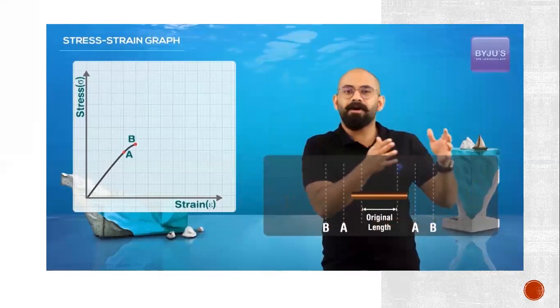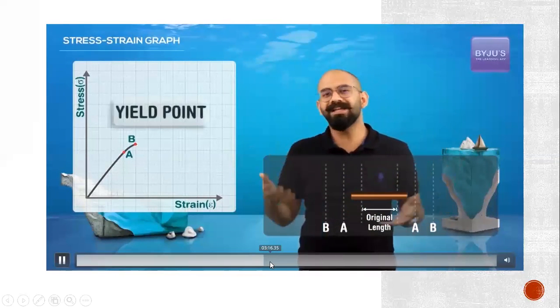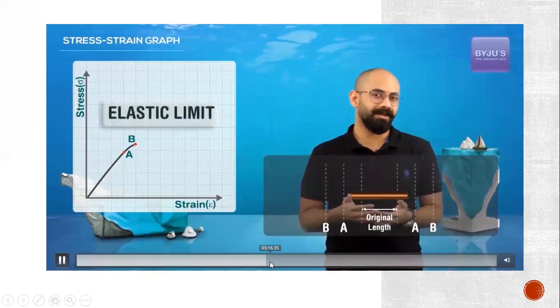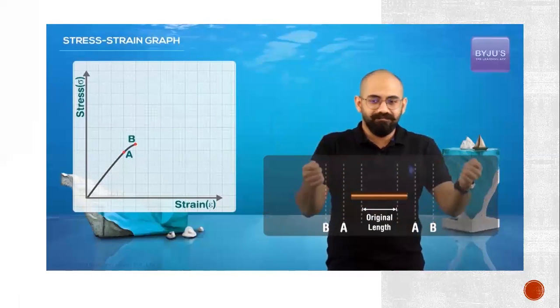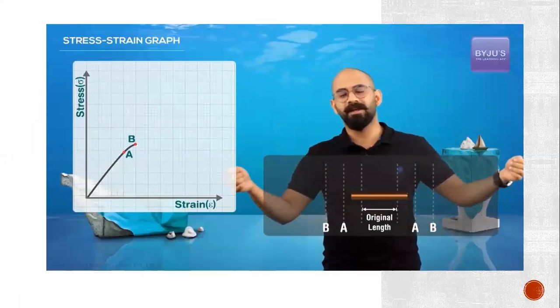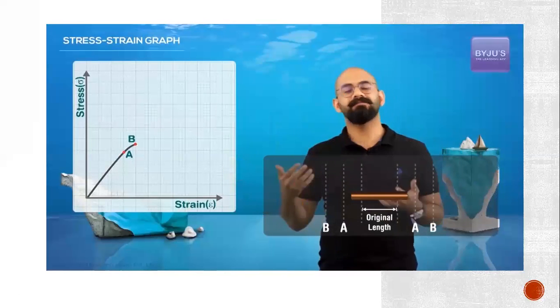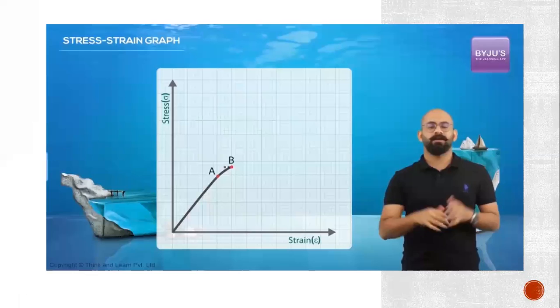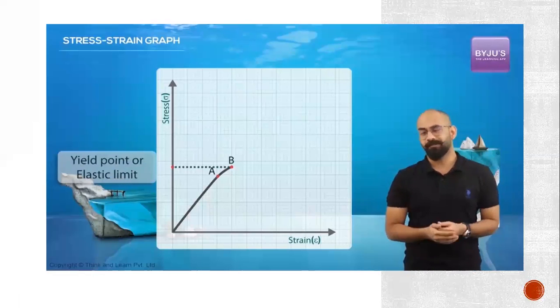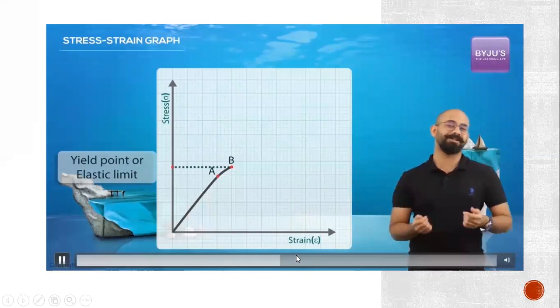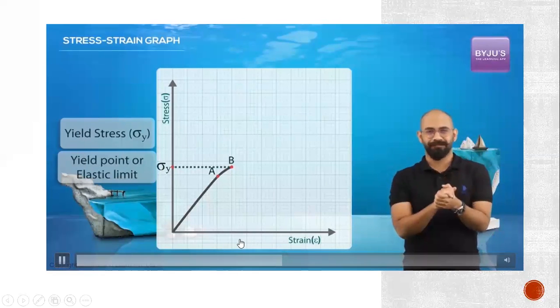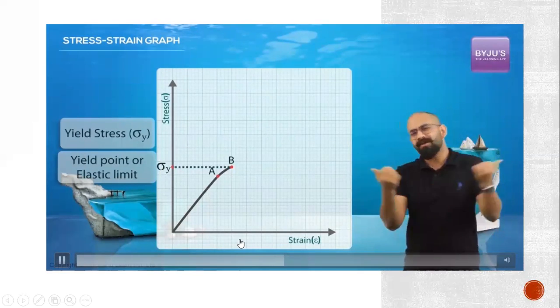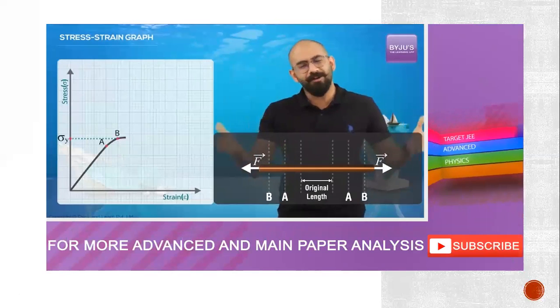So that point B is called the yield point or the elastic limit. That basically means that if I produce a stress beyond that point B, if I bring it back slowly, I will end up making a permanent deformation or a permanent elongation. Now that point, as I said, is called the yield point, and the stress associated with that point is called the yield stress. Now what happens beyond that? What happens if I increase the stress beyond that?